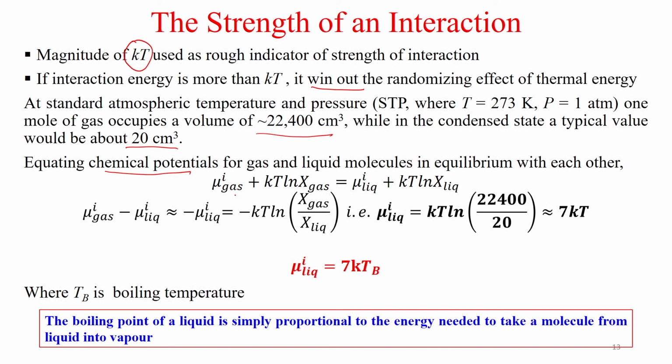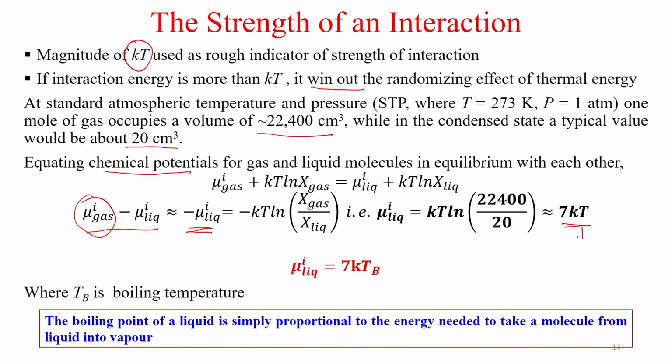So, we will write mu I gas plus kT ln x gas equal to mu I liquid plus kT ln x liquid. So, here if you just take mu I gas minus mu I liquid, as you know the chemical potential of liquid is much higher as compared to the gas. So, we can simply neglect this term, and we can write minus mu I liquid is equal to kT ln of x gas divided by x liquid. So, if you calculate the dimensionless volume ratio, ln of this is coming out to be 7. So, mu I liquid, or you can say the difference in the chemical potential, is 7 times of the kT.